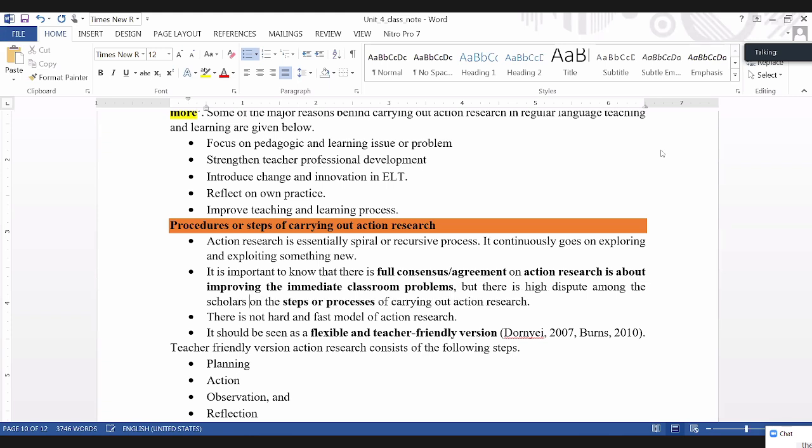Scholars have given different steps. Now we conclude: what should we conclude? The teacher-friendly version. We accept it, then you don't need to write this in the exam. In this way, teacher-friendly action research consists of the following steps. Here you should note planning, simply 4 steps.